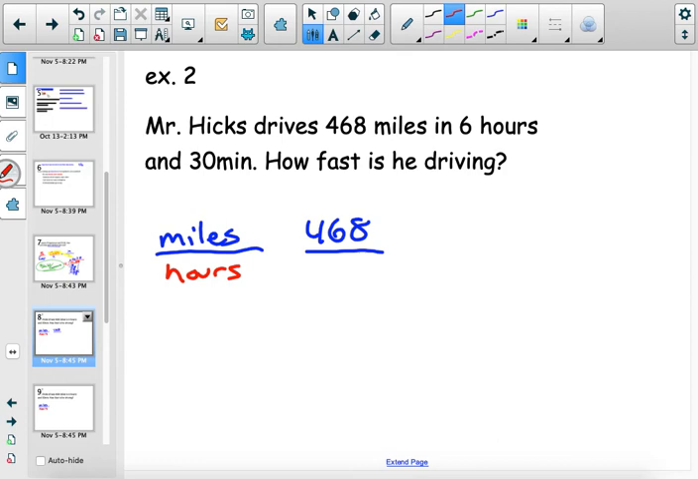Now to the part that Haley's saying. Do we put 6 hours 30 minutes? How many hours is 6 hours and 30 minutes? Good, 6 and a half. Is it not a half hour, 30 minutes? It's in the middle. 30 minutes, a half hour. So I'm going to put 6.5.